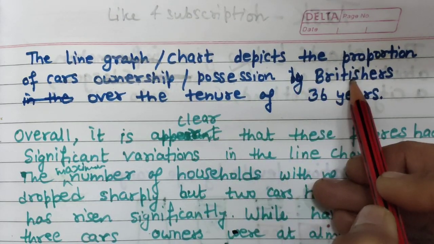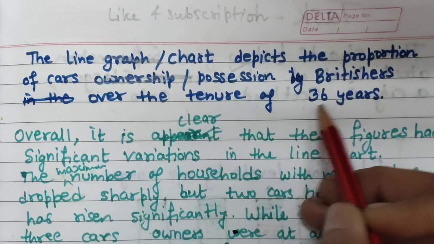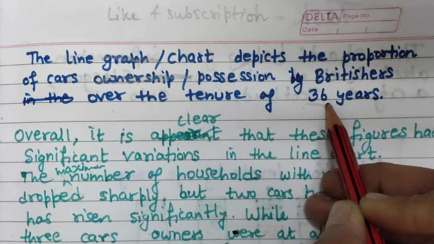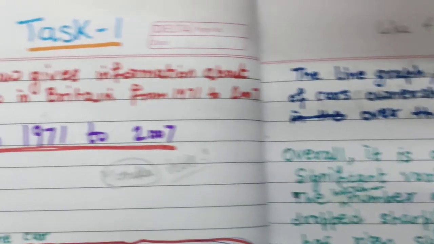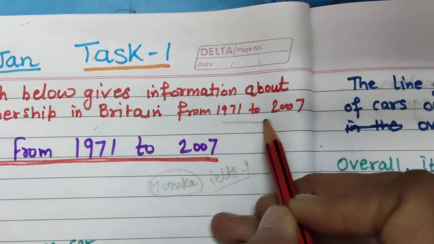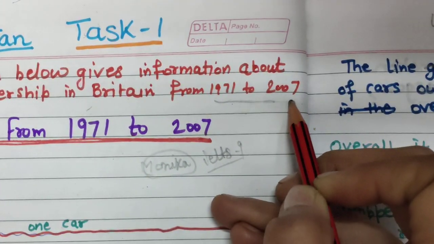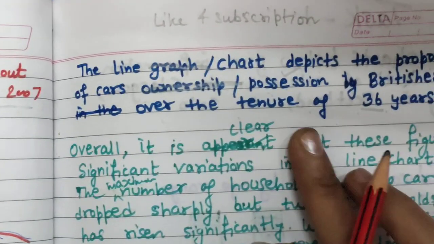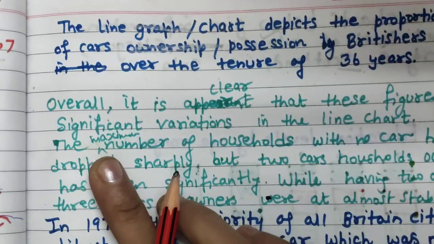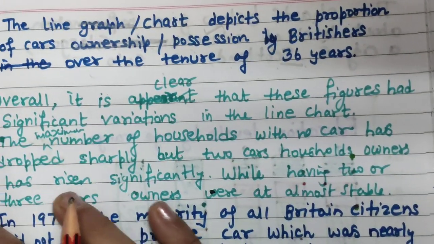Possession by Britishers over the tenure of 36 years. Now, 36 years was not written, so I have just counted the years, from 1971 to 2007. So this is the introduction. Now for the second body paragraph, that is the overall paragraph.